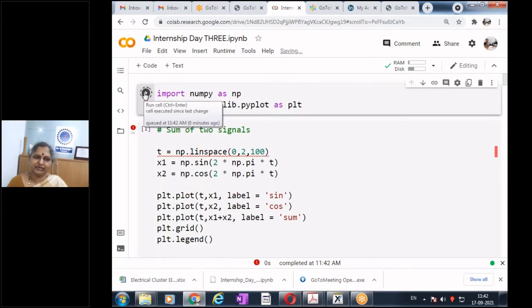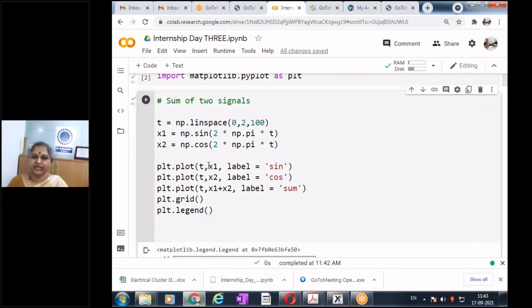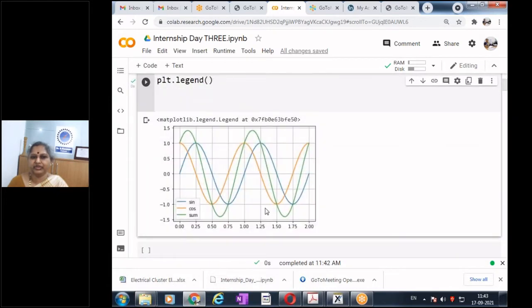I need to first run my cell. Only after running my import can I run my program. I forgot to run the first two lines. Without running that, it will not work because we are using the functions defined in NumPy and Matplotlib. That is why I got the error. Now let us see the result. This is what we have.